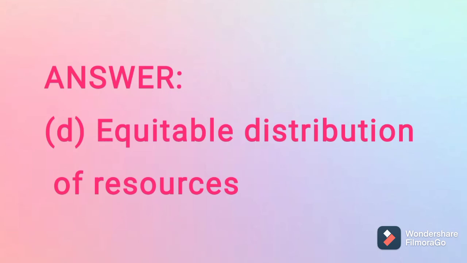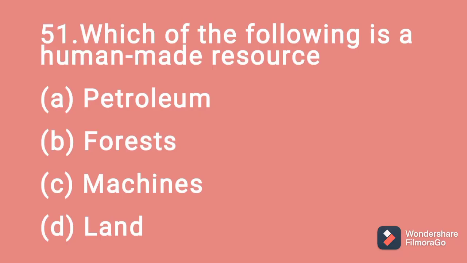And the answer is option D. Equitable distribution of resources. 51st question. Which of the following is a human-made resource? Option A. Petroleum. Option B. Forests. Option C. Machines. Option D. Land.